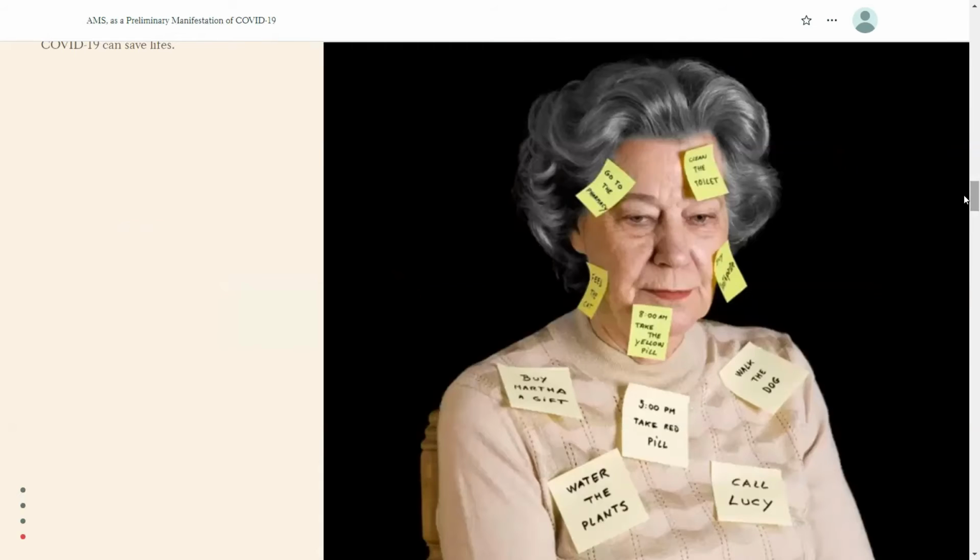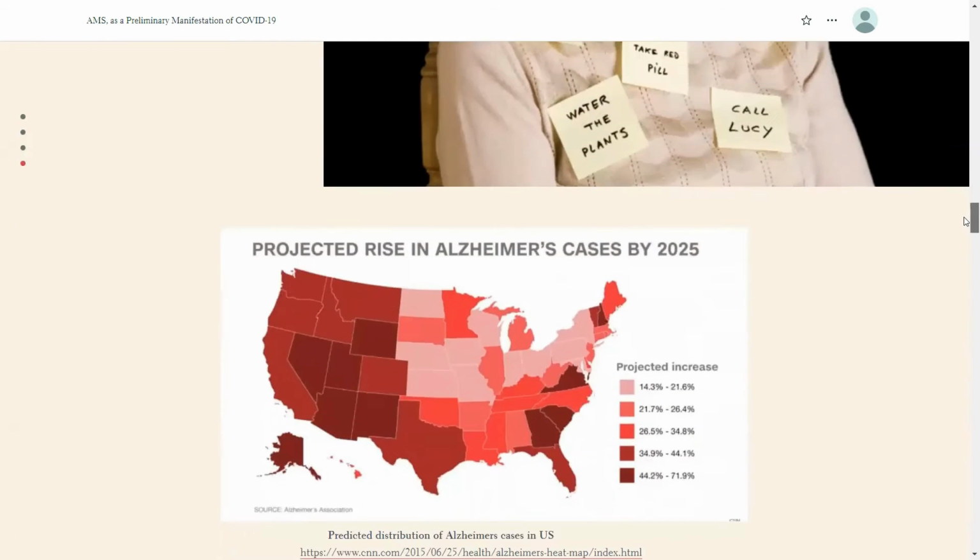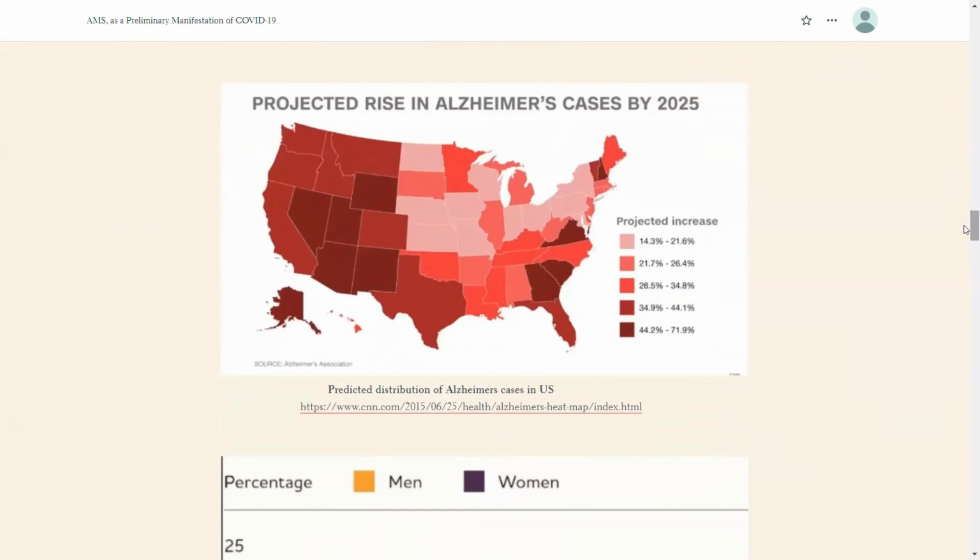Now, this is a picture of a lady with altered mental status. These post-its on her are like indicators of what the brain would have stored normally, but this disease has erased those storage parts of the brain and has given her memory loss, and she is now disoriented. Alzheimer's is very prevalent, especially in developing nations. And here is a map that shows the projected rise in Alzheimer's cases by 2025.